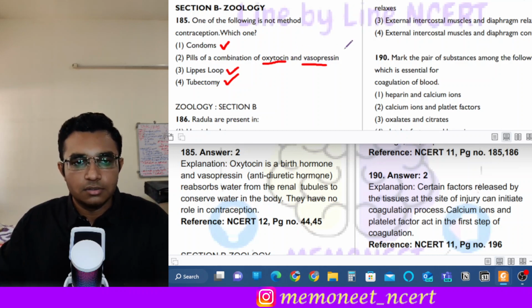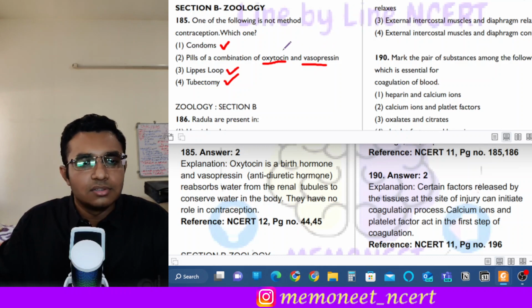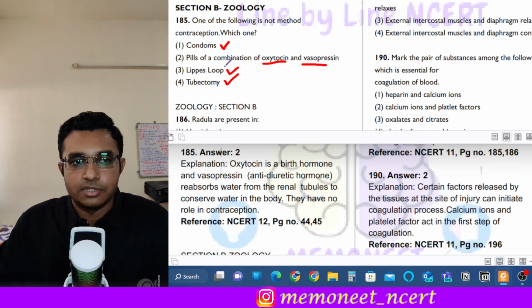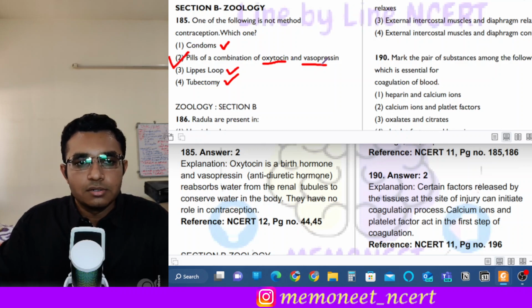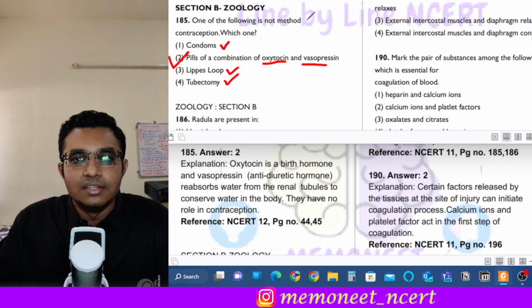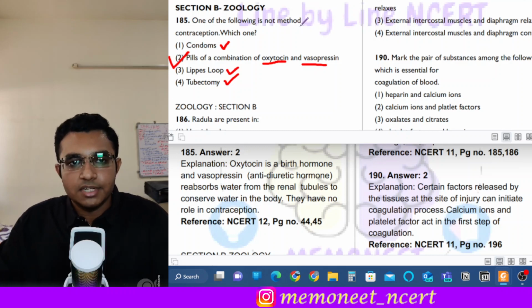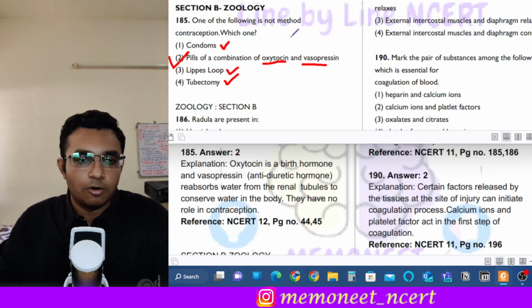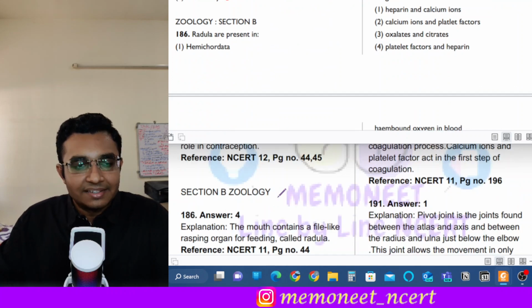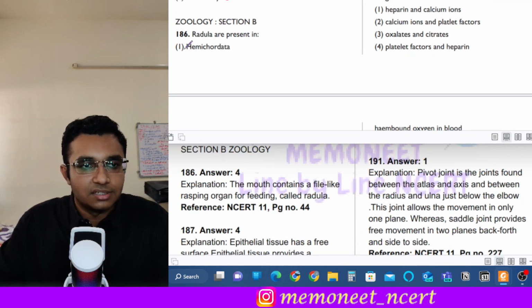Now see, oxytocin and vasopressin are the normal hormones which are released by the pituitary gland. Okay, vasopressin is the anti-diuretic hormone. So these have no role in contraceptions. Okay, so the correct option is option 2. Oxytocin and vasopressin combination are not used in contraception. The combination which are used in contraception are estrogen and progesterone combinations. Okay. The next question is question 186.